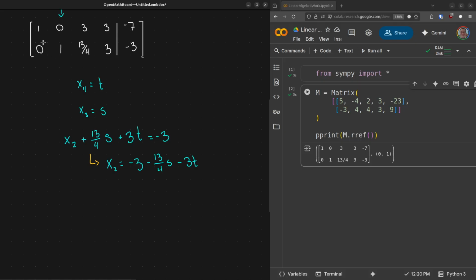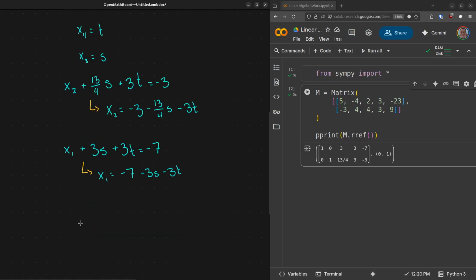And finally, let's use row 1 to find x1. So converting row 1 into an equation, I get x1 plus 3x3, but x3 is my free variable s, so 3s, plus 3x4, but x4 is my free variable t, so 3t, equals -7. Solve for x1. I get x1 is equal to -7 minus 3s minus 3t. Okay, put all that together, I get the general solution to the system.